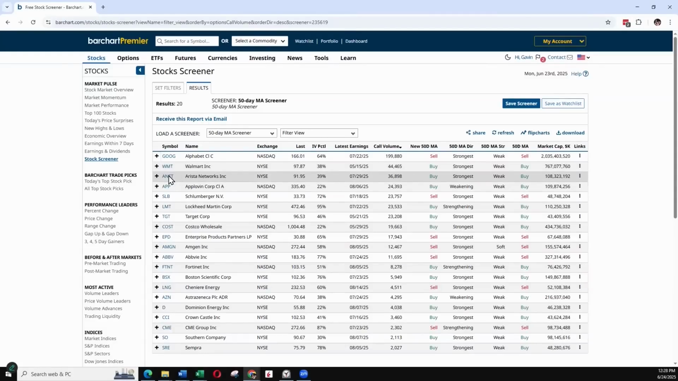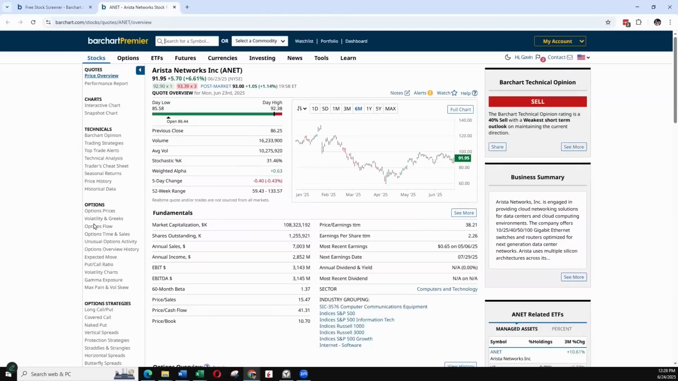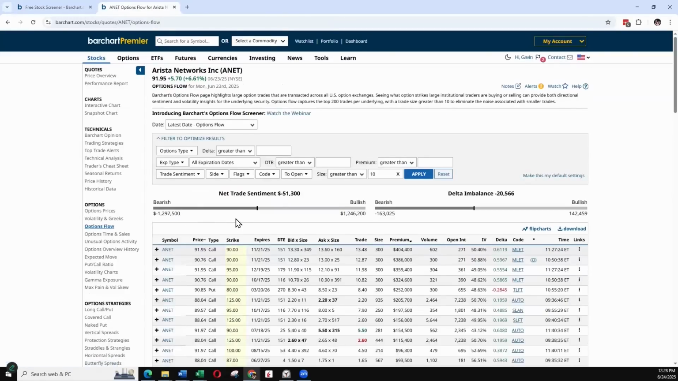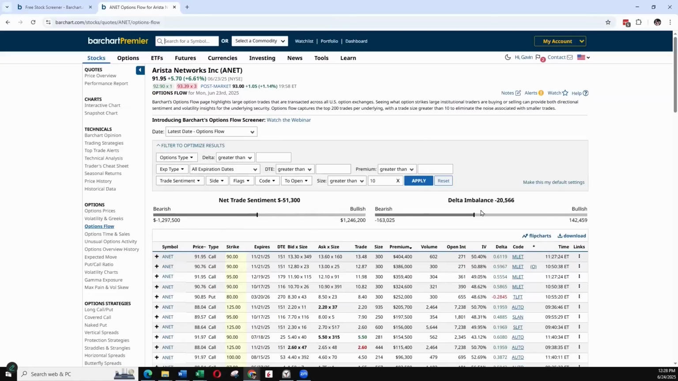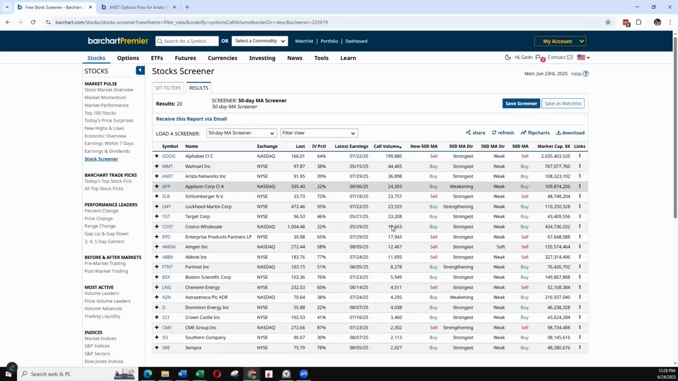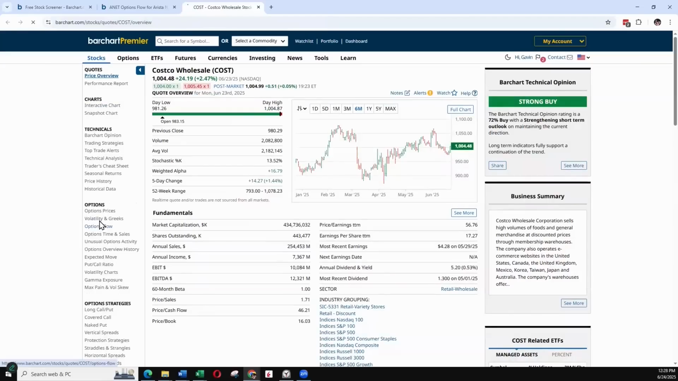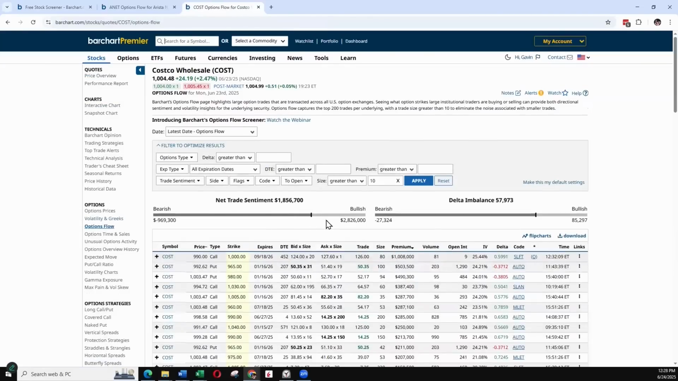Let's take a look at ANET. And if I go to the options flow, even though it was breaking above the 50-day moving average, we're getting slightly negative flow. So maybe I'll look for a better example. And just scrolling down the list here, Costco is a good buy. Let's take a look at that one, and we'll check the flow. Very bullish flow here on the breakout. So that's confirming our bullish bias.